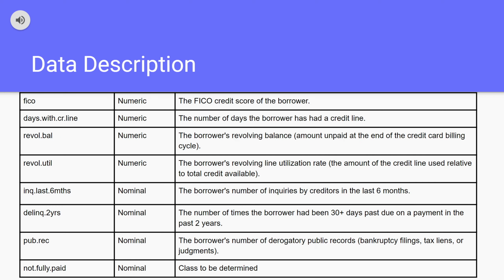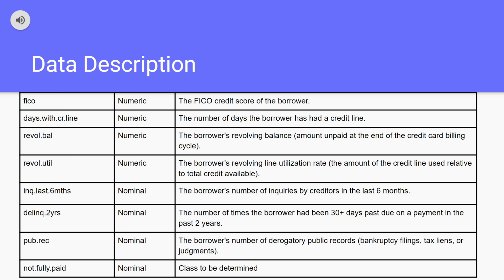Continuing with our data description, on this slide we have FICO, which is a numeric data type, and it refers to the FICO credit score of the borrower. We have days with credit line, which is a numeric attribute, and it's the number of days the borrower has had a credit line for. We have revolving balance, which is a numeric attribute, and this is the borrower's revolving balance, which is the amount unpaid at the end of the credit card billing cycle. We have revolving utilization, numeric as well, and this is the borrower's revolving line utilization rate, which is the amount of the credit line used relative to the total credit available.